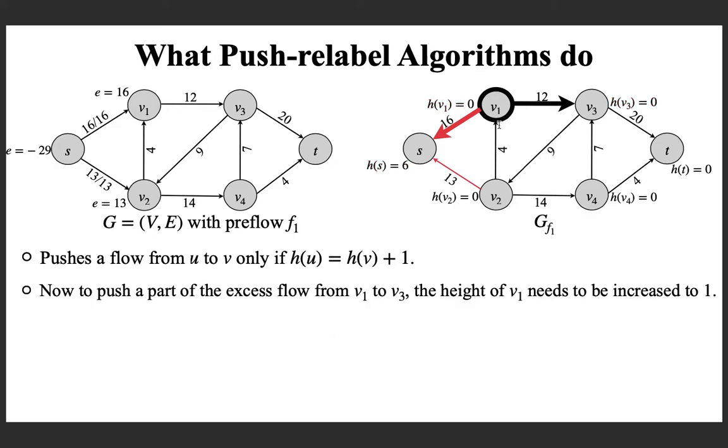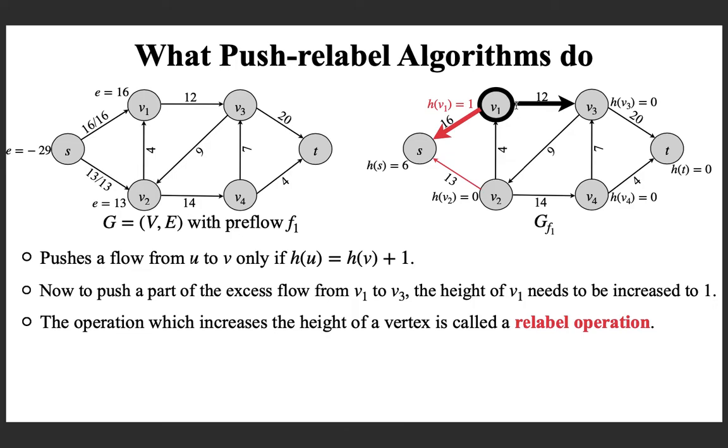If you want to push the excess flow, which is 16 at V1, say to V3, you have to raise the height of V1 to 1. Okay, you can do that. You just increase the height of V1 to 1, and the operation is what is called a relabel operation. So relabel is relabeling the height of a vertex to 1 more than the neighboring vertex to which you want to send the flow.